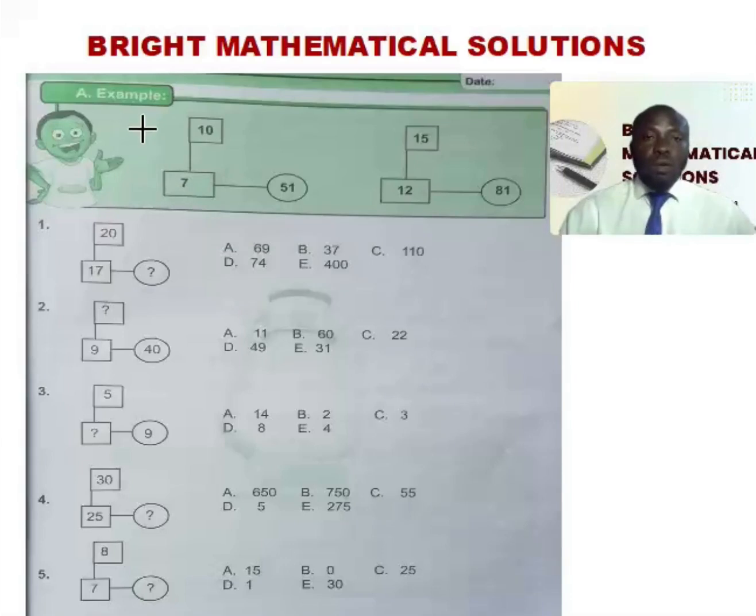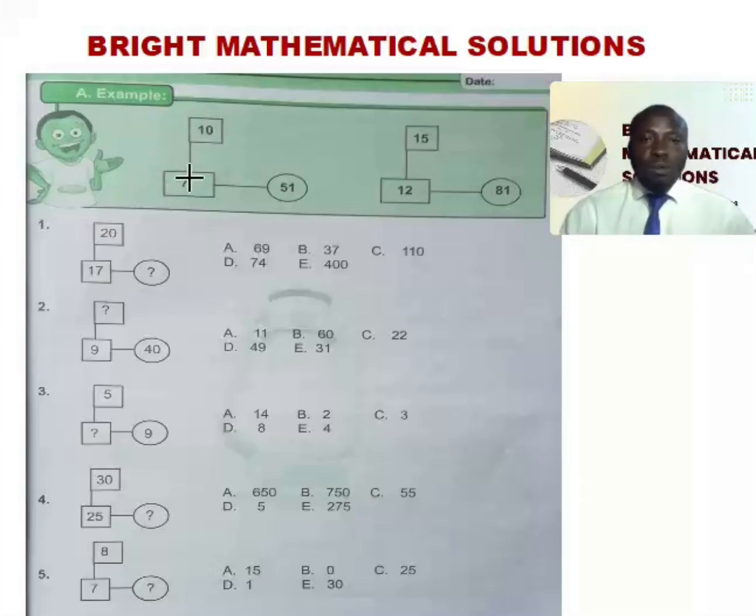Today we are looking at test 3A of our series, Steps to Quantitative Reasoning, and this particular exercise. The first thing is to understand the operation for the example and then use it to solve the exercise given. Here we have 10, 7, 51 and 15, 12, 81. The hidden operation behind this is a square.